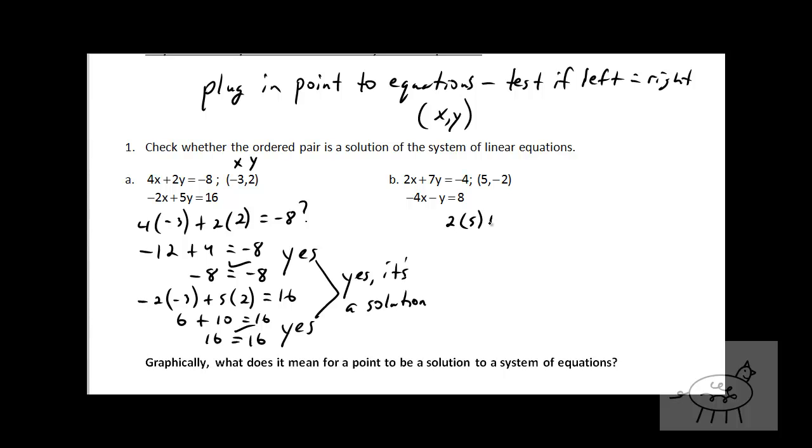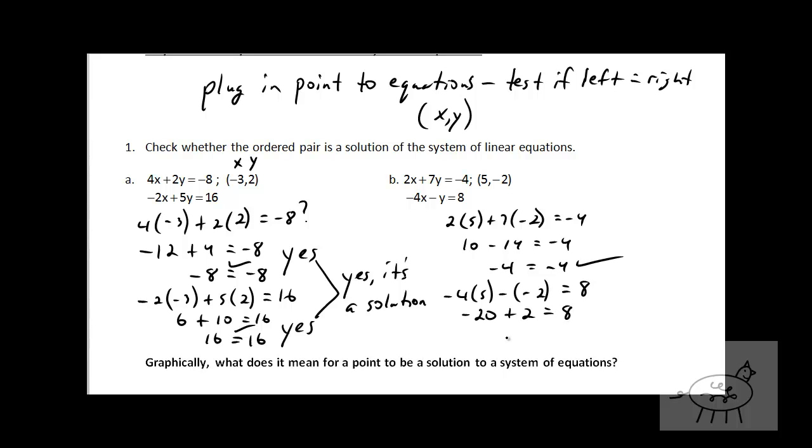It's 2 times 5 plus 7 times -2. Does that equal -4? So 10 minus 14 does equal -4. Yep, -4 equals -4. So it is true. Okay, plug in the next one. -4 times 5 minus a -2. Does that equal 8? Well, I can see it's -20 plus 2, and so it's -18, which does not equal 8. So it's false. So the answer to this question is not a solution.